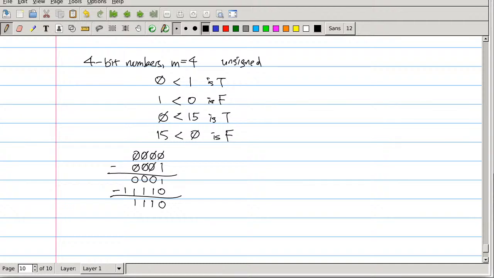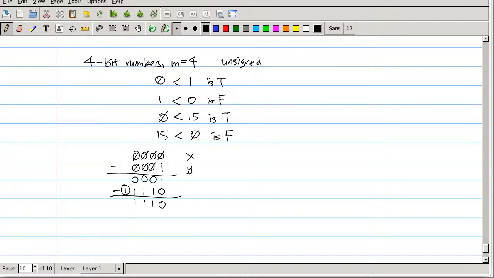And we actually do not need to know about this part here. We don't need to know at all. All we need is to look at the overall borrow. If the overall borrow is a 1, then we can conclusively say that x, which is the minuend, is less than y.